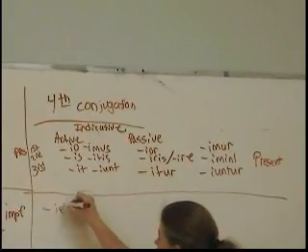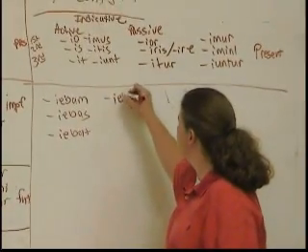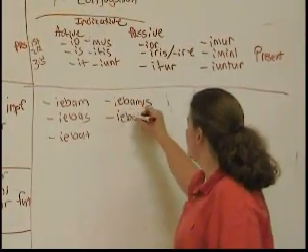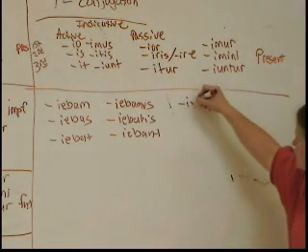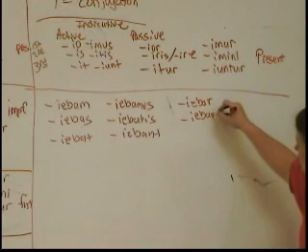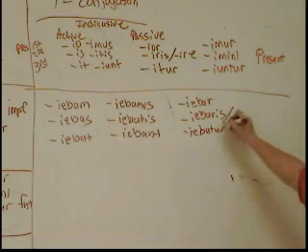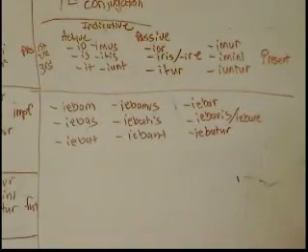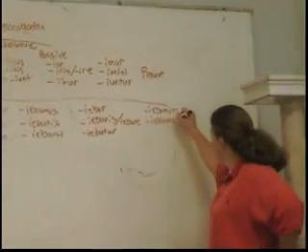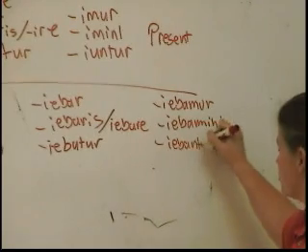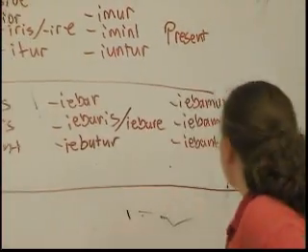Imperfect: iebam, iebas, iebat, iebamus, iebatis, and iebant. And then in the passive: iebar, iebaris or iebare, iebatur, iebamur, iebamini, and iebantur. And that's our imperfect.